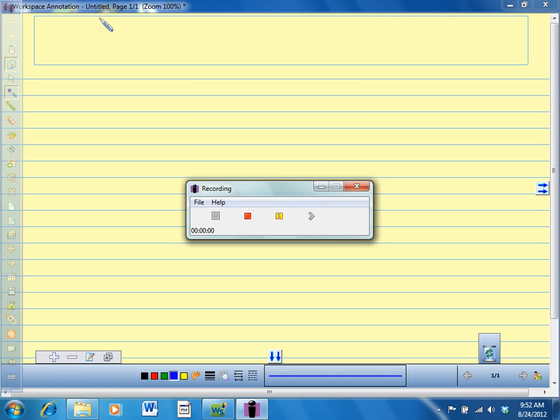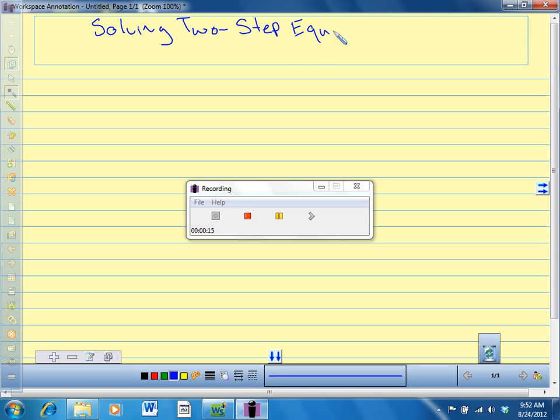We're going to learn about solving two-step equations. Some of you already know how to do this. Two-step equations. And we're going to spend a couple days on this.